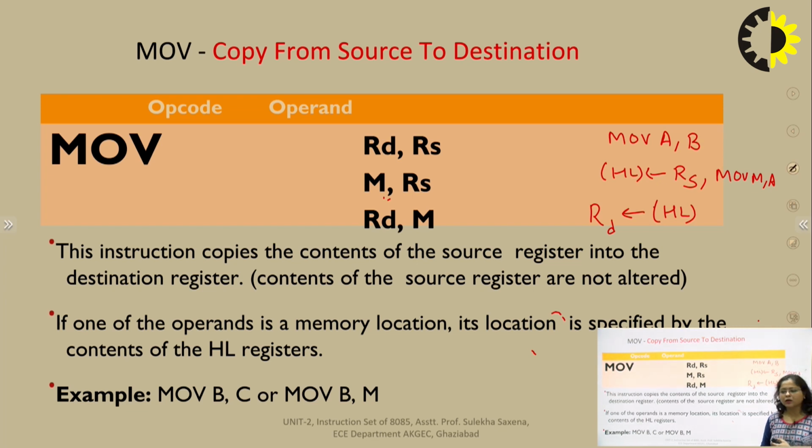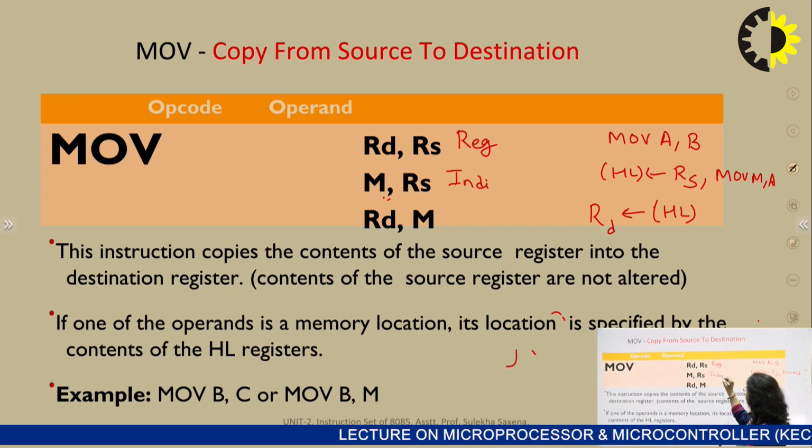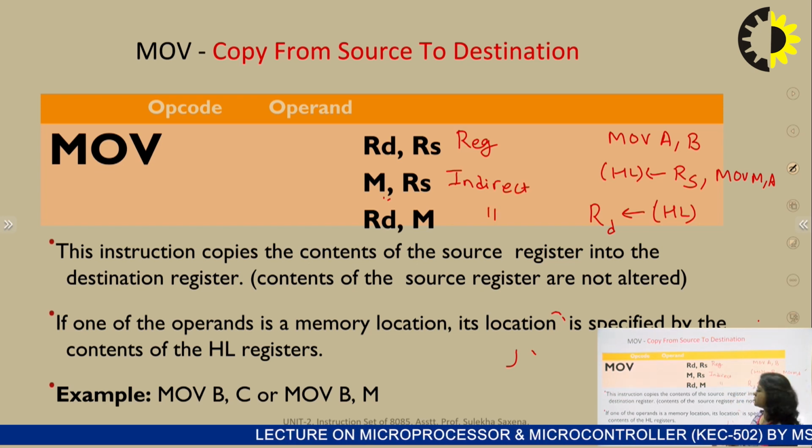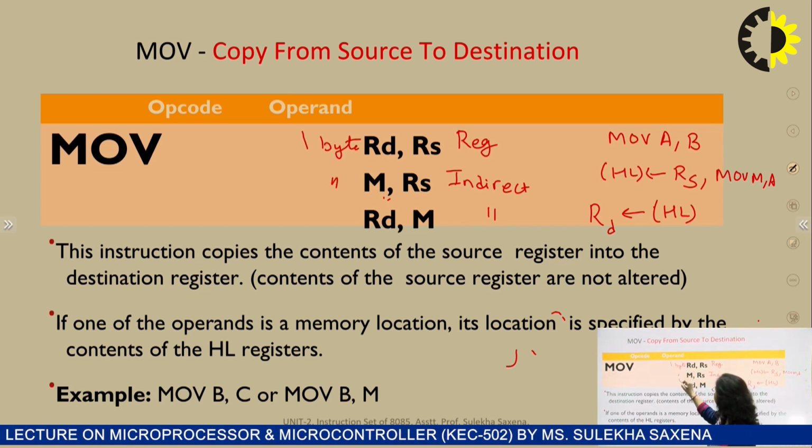When we talk about the size of these instructions as well as addressing mode, both the operands are in register, so the addressing mode of this instruction is register. Whereas in the next two instructions, the address of memory is given in register pair, so that is indirectly calling the memory. So addressing mode is indirect in both the instructions. When we talk about the size, both the instructions are of 1 byte. All the three instructions are of 1 byte only.